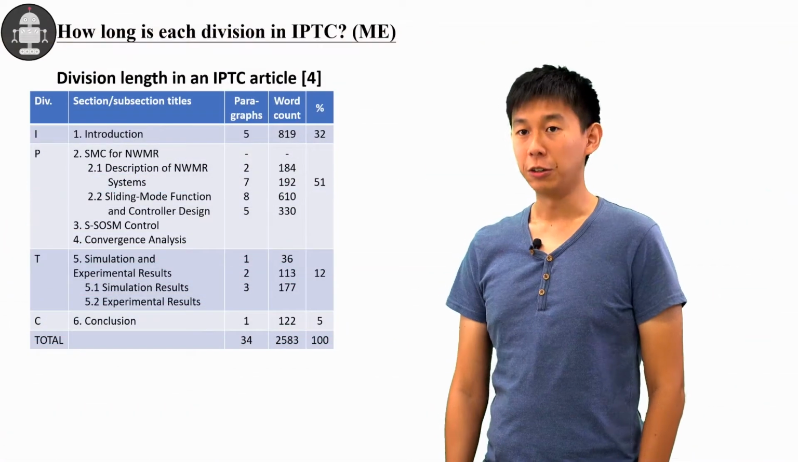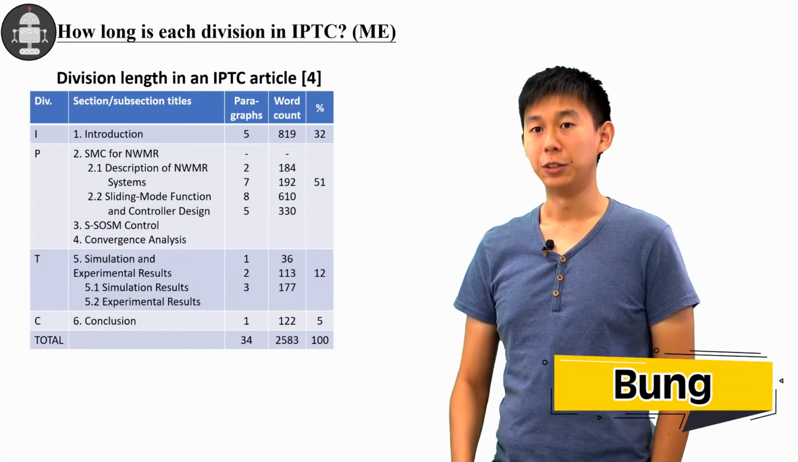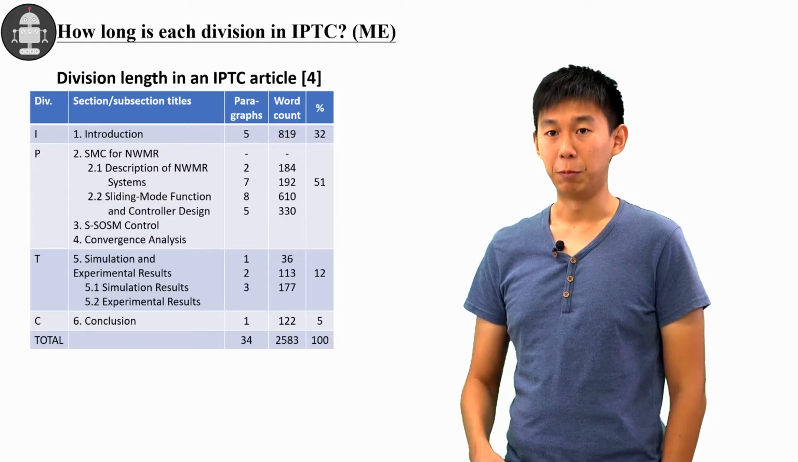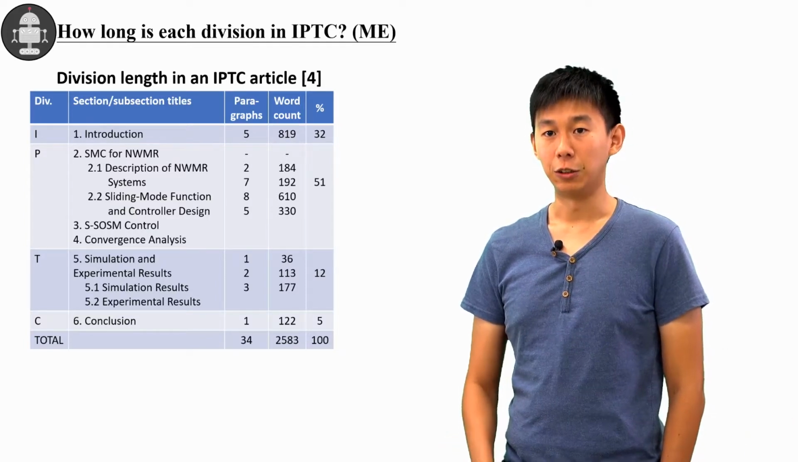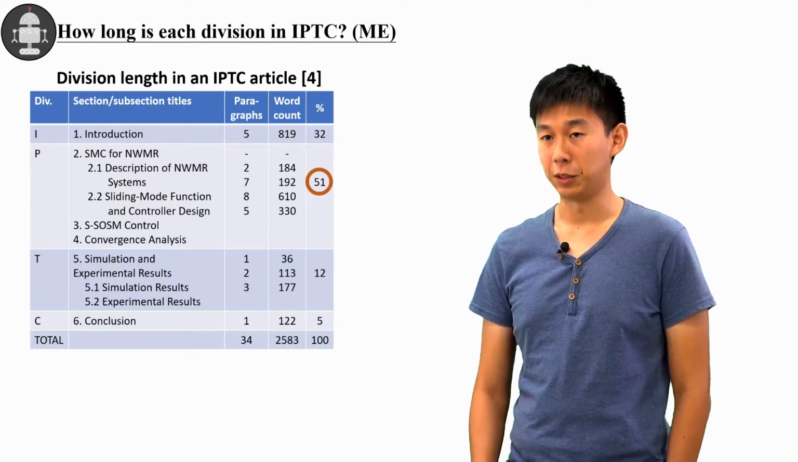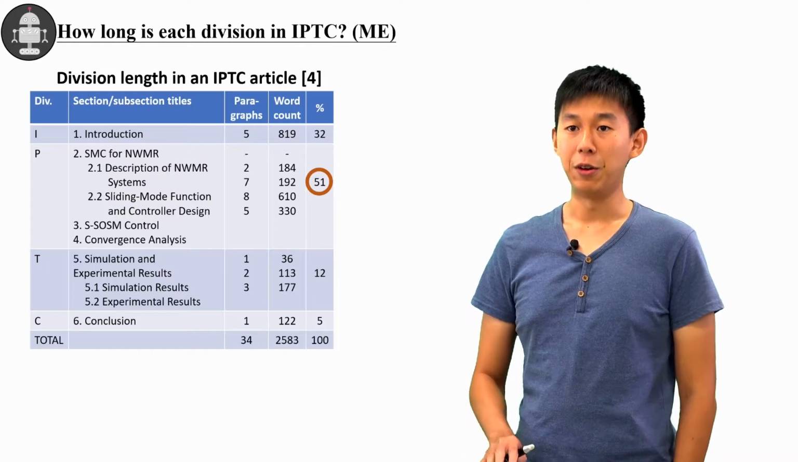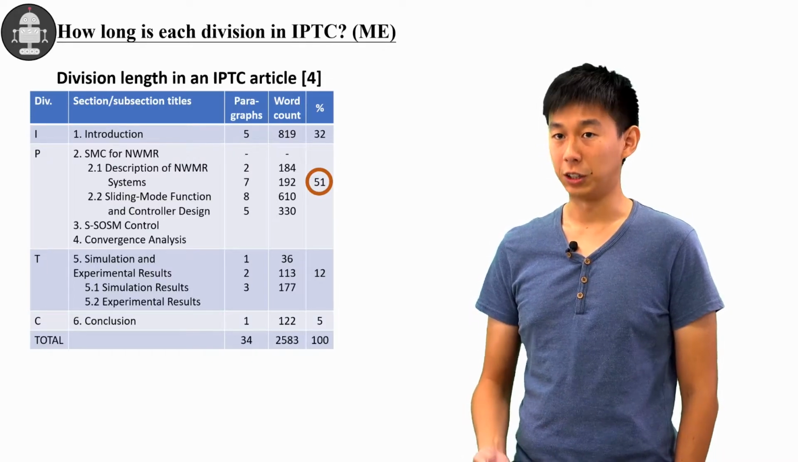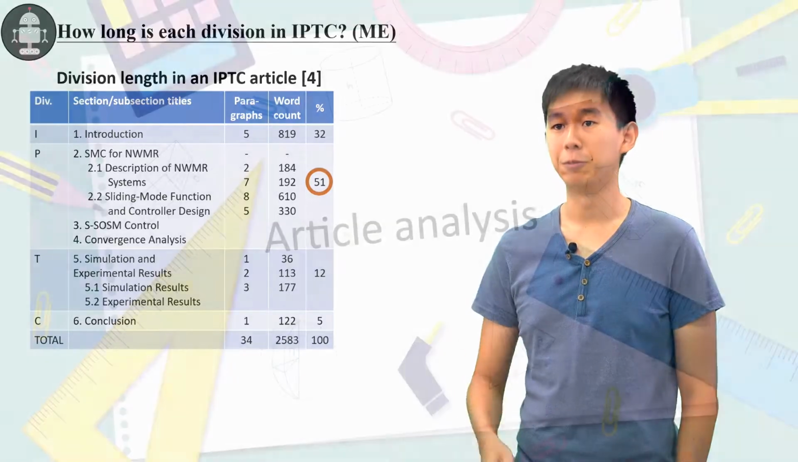My research article is in IPTC format, so I will show you an example. You can see that the process division contains 3 sections and takes up half of the paper. And right now, you may wonder how we know the number of paragraphs and the word count. So we will show you now.